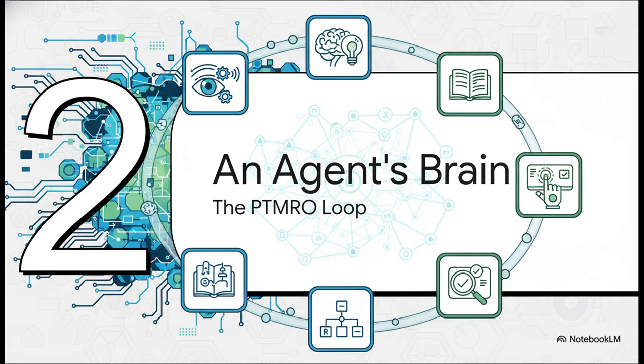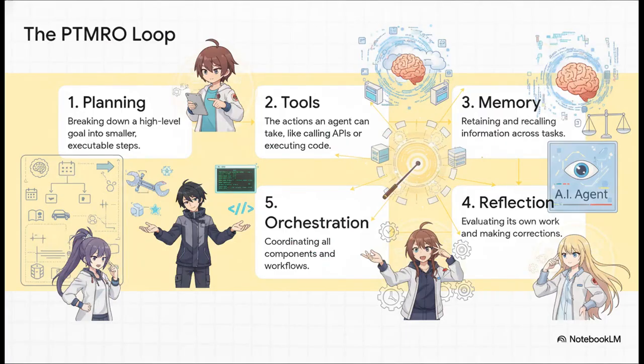So how does an agent actually think? Well, it's not magic. It all comes down to a 5-part cognitive loop. Think of it as the agent's brain, and you can remember it with a simple acronym, PTMRO. Let's break down that PTMRO loop. First up is planning. The agent takes a big goal, like generate the weekly sales report, and chops it up into smaller, bite-sized steps. Then it uses its tools to get the job done, maybe accessing a database or an analytics tool. It uses memory to keep track of what it's done so far. Then it reflects on its work to see if it made any mistakes and corrects them. And finally, orchestration is the conductor of the whole symphony, making sure everything runs smoothly from start to finish.